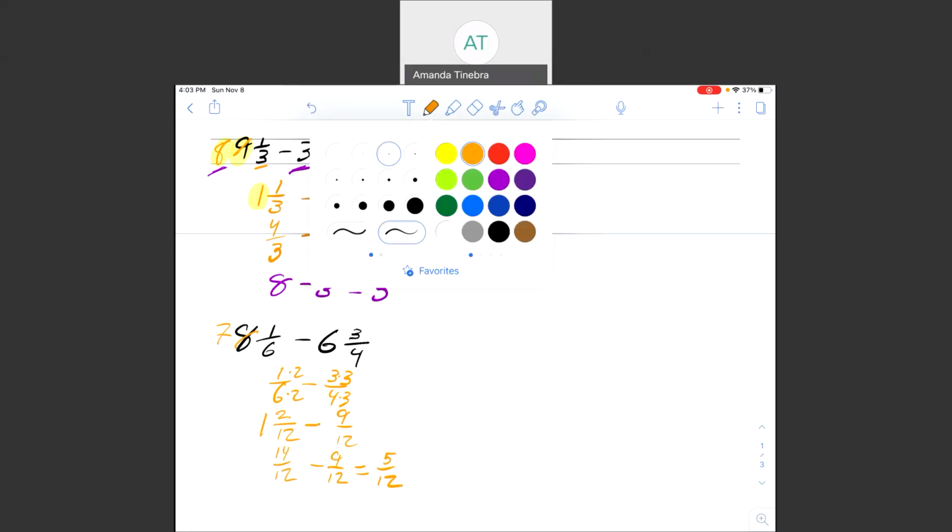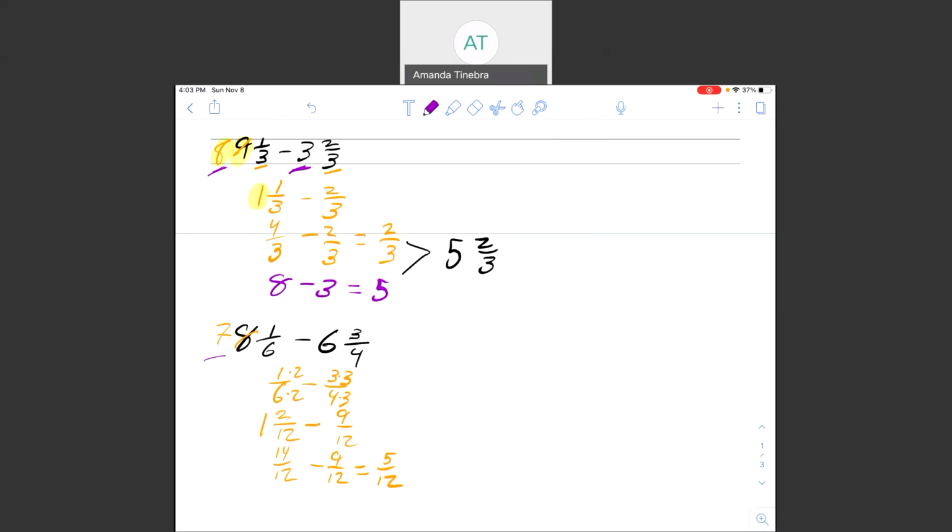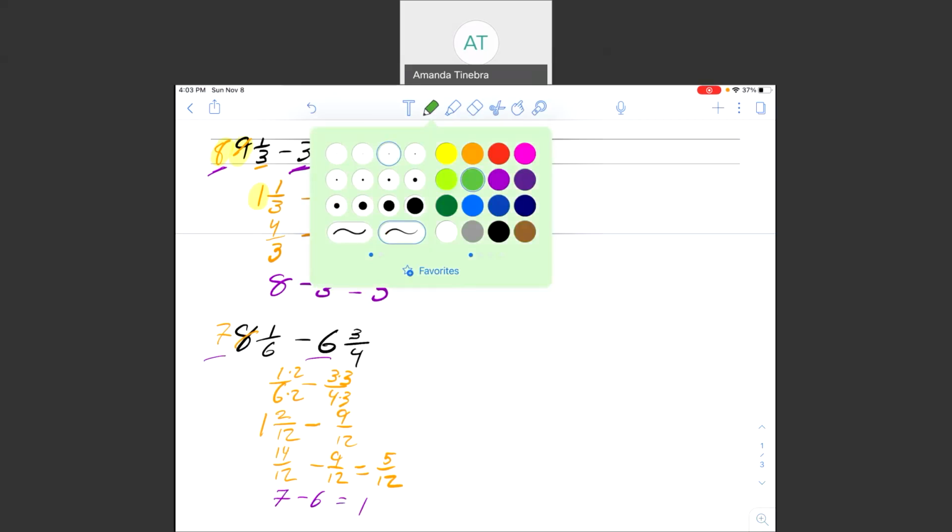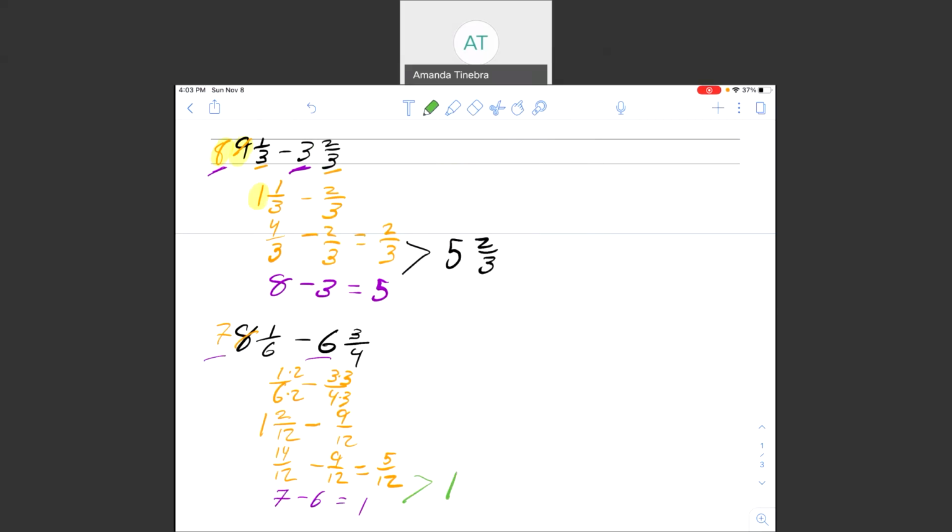Now that I've dealt with the fractions, I can go deal with my whole numbers. 7 minus 6 is 1. And at the end, I combine it for 1 and 5/12.